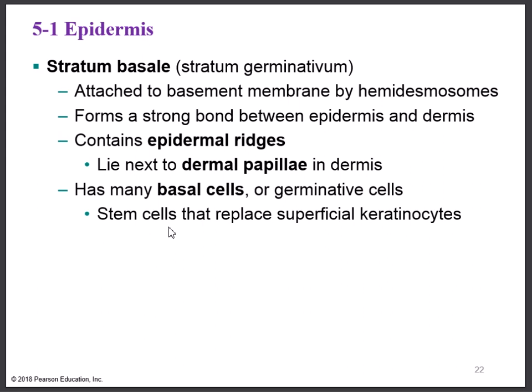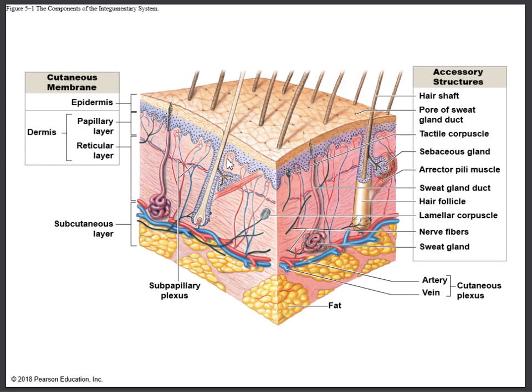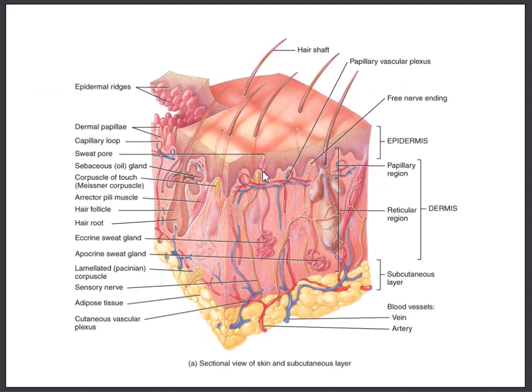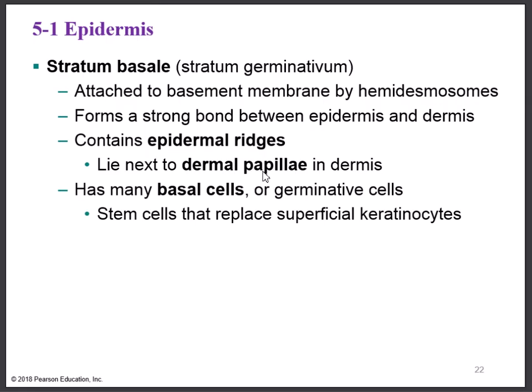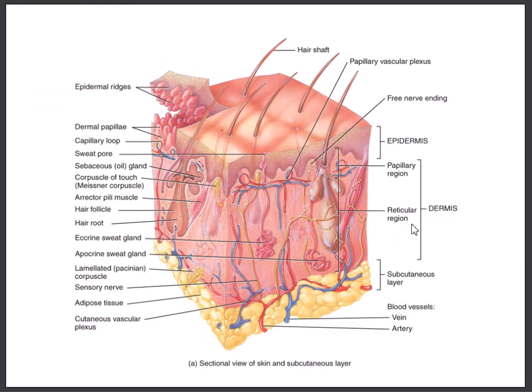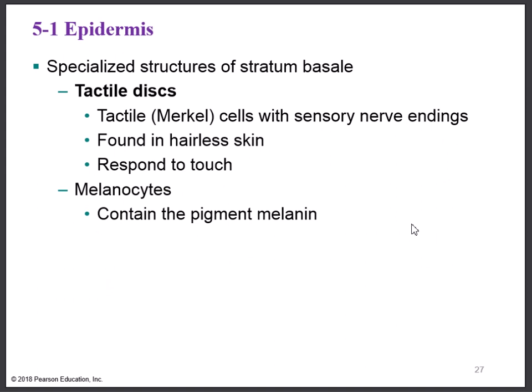So the cells in the basal area here, all these cells in here, they're continually dividing and making new cells that we slough off, right? So that's why they call them stem cells. They're continually replacing the superficial keratinocytes that are sloughing off throughout the day. Now, there are two specialized structures in the stratum basale that we want to take a look at.